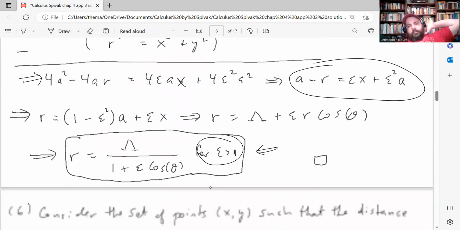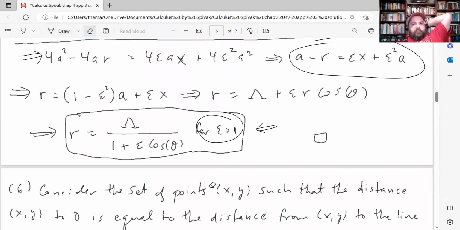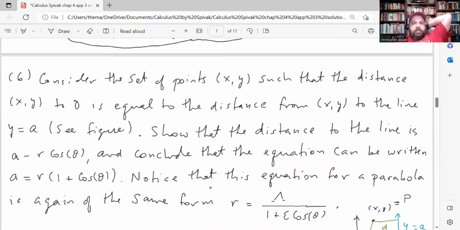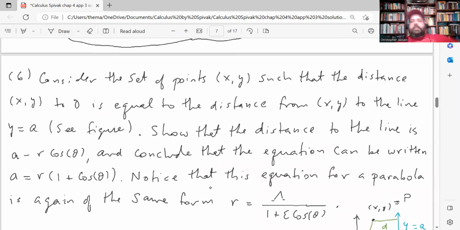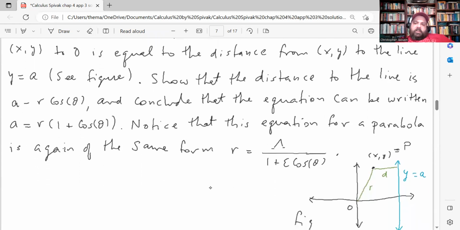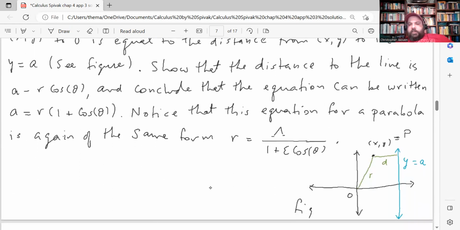All right. That's question number 5, I think it was. Question number 6. Consider the set of points xy such that the distance from xy to the origin is equal to the distance from xy to the line y equals a. So see the figure. I actually have it drawn. This is the picture that he drew in the book without the green lines there. I put those in myself.